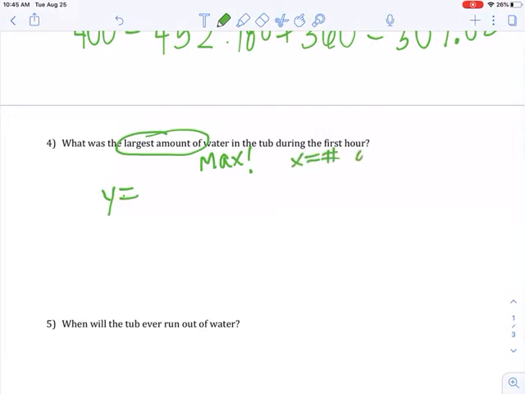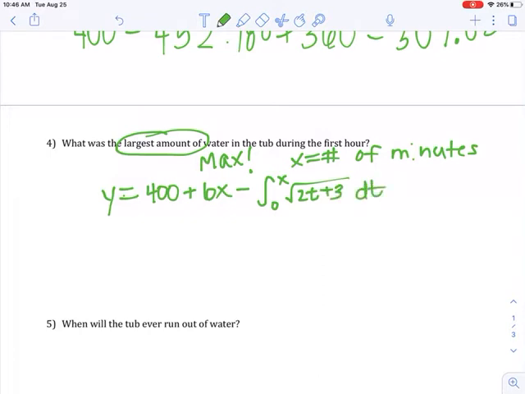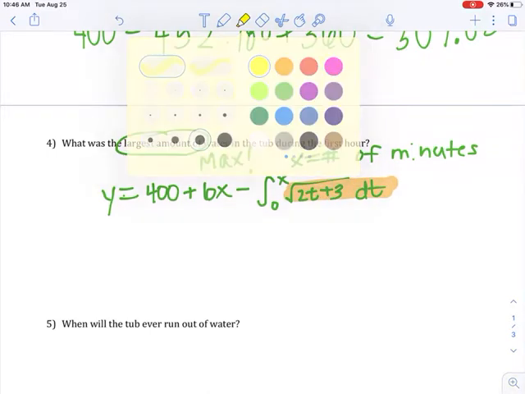Okay, so we're talking about the amount of water. I'm going to call it Y, and I'm going to let X be the number of minutes. Okay, so here we go. We start out with 400 gallons. We're going to add 6 times the number of minutes with our hose, and then we're going to subtract the integral from 0 to x of radical 2t plus 3 dt.